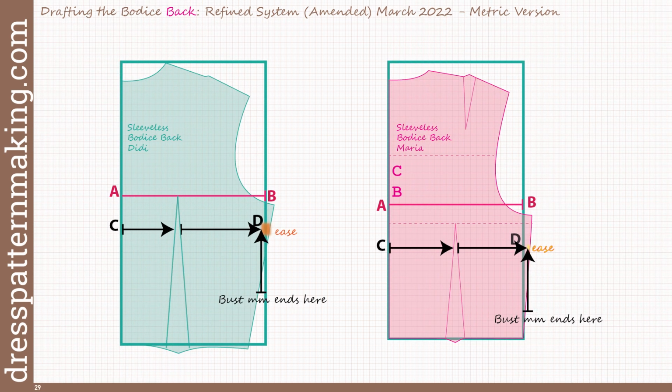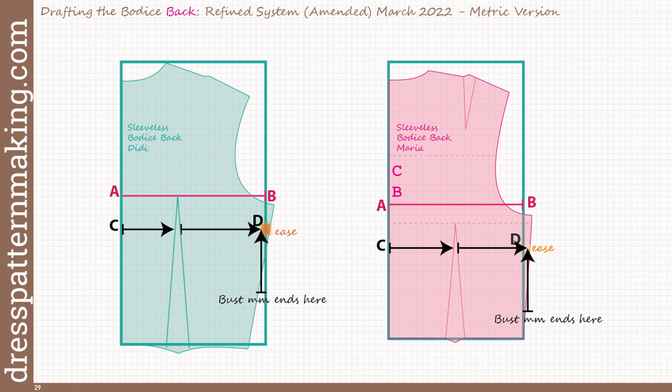So now I want to show you how Dee Dee and I have ended up with very different amounts of ease at the bust, even though we added the same amount of ease at the upper bust and the waist. Now Dee Dee and I have very similar bust measurements, but very different upper bust measurements and very different arcs. If you look at Dee Dee's block on the left, her upper bust arc, that is from A to B, is larger than her bust arc, that is C to D.